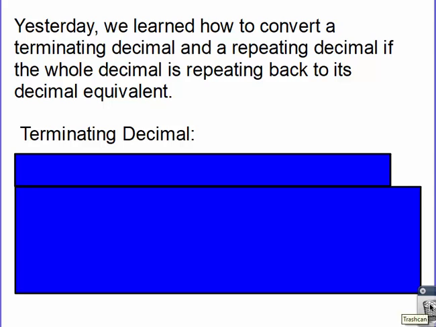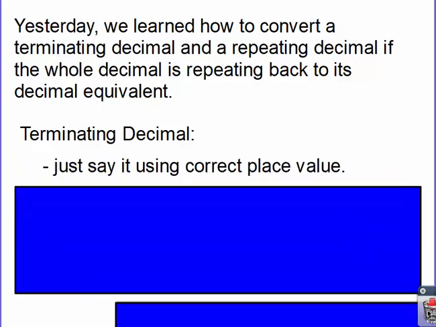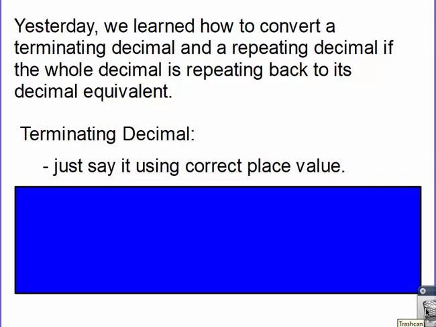Now we know a terminating decimal is a decimal that stops, like 0.25, 0.37, one that doesn't go any further. So how do I change it into a fraction? Well, you just say it correctly. So if I gave you 0.25, we would say that is 25 hundredths. So we would write that as 25 over 100 and then simplify.